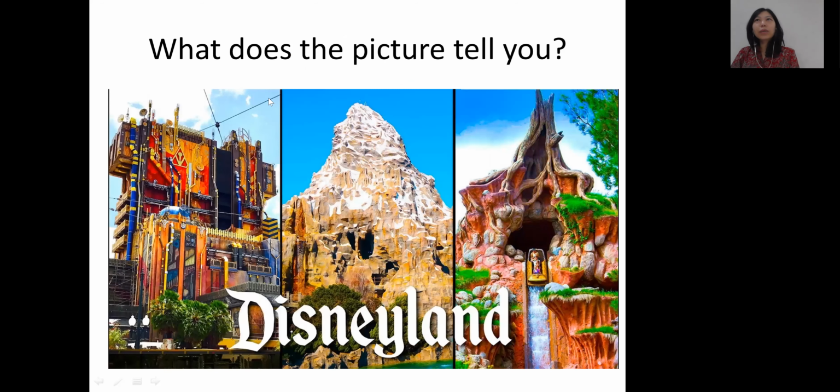Next, what does the picture tell you? Okay, children, when I ask you, what does the picture tell you? You try to explain this picture in detail and you try to explain it the best you can using your own words. And that's how you practice how to create an explanation text. Remember that diagrams and pictures are important. It's also part of explanation text because it helps the reader to understand.